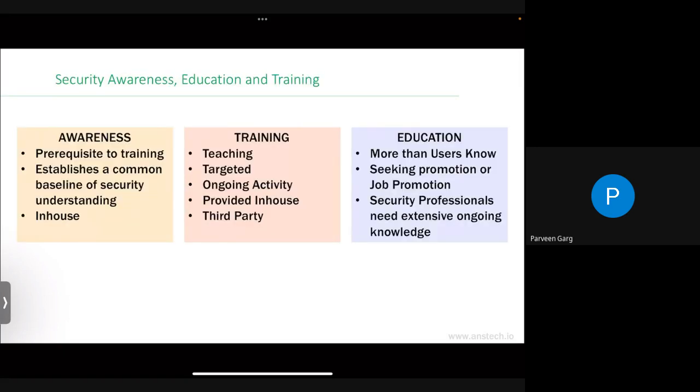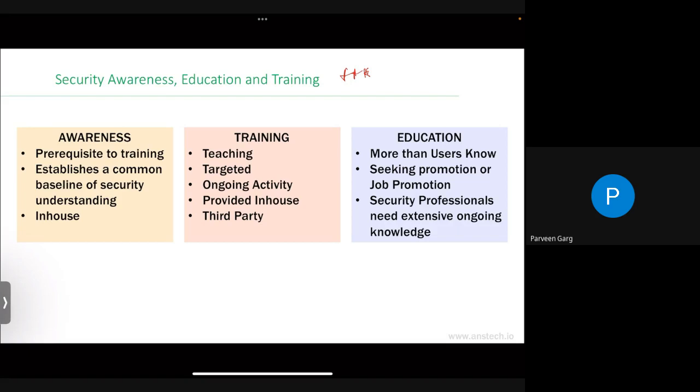So how do you save yourself from social engineering? Awareness, training, and education. You should know the difference between these three. It's important. Okay. So there might be a question which says you're carrying out a baseline for security understanding in house, and you throw out bulletins from time to time so that employees are aware. So what are you carrying out? Training, awareness, or education? Obviously it's awareness, because you're throwing out bulletins.